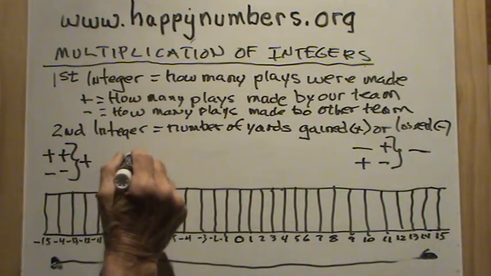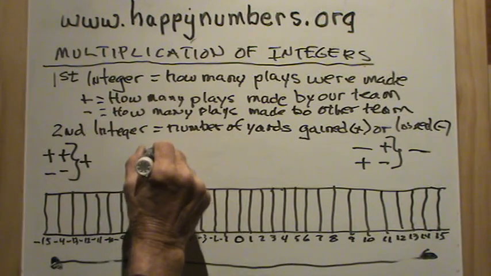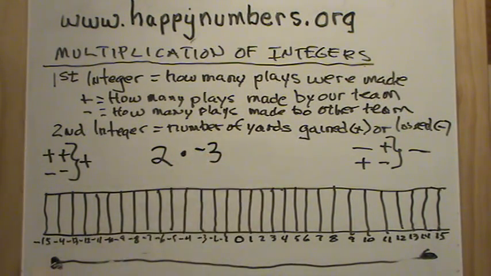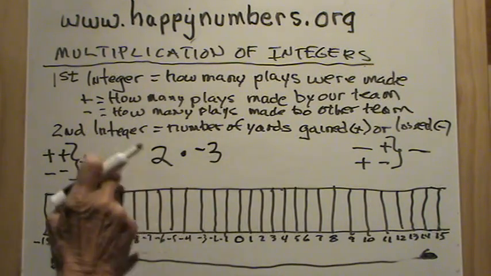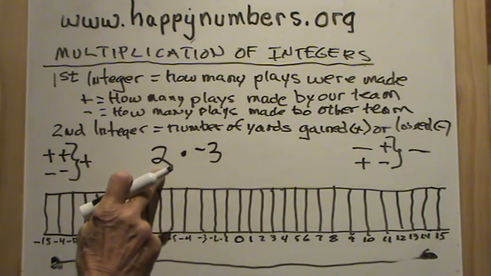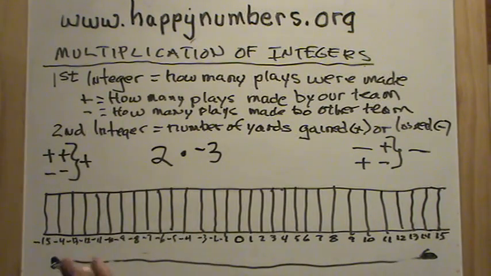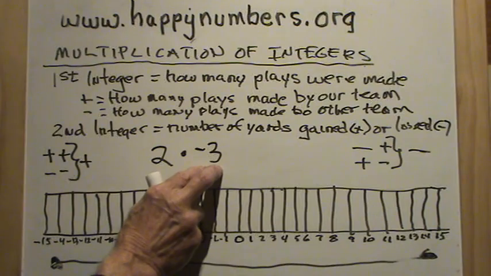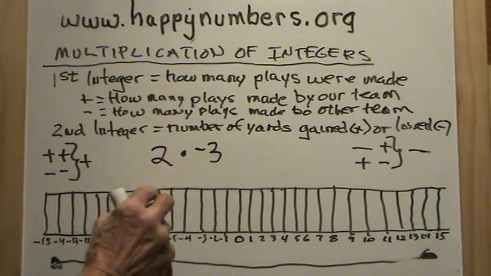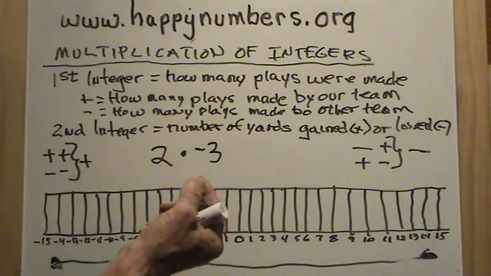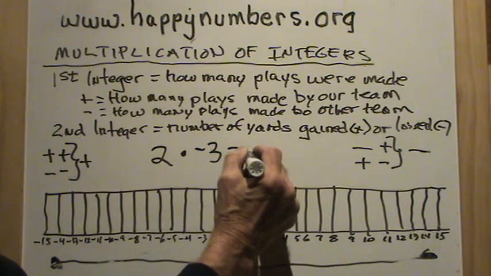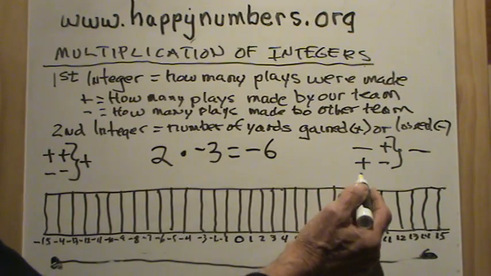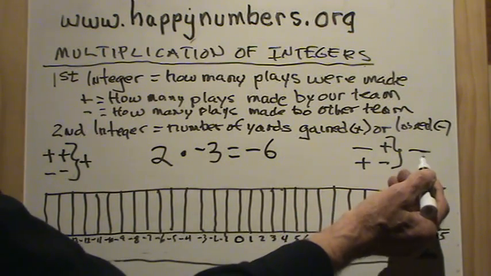Now let's take 2 times -3. Since the 2 is positive, this means our team did 2 plays, but on each of the plays we did, we lost 3 yards. So the first play we lost 3 yards, the second play we lost 3 yards, so we wound up losing 6 yards. So positive times a negative gives me a negative.